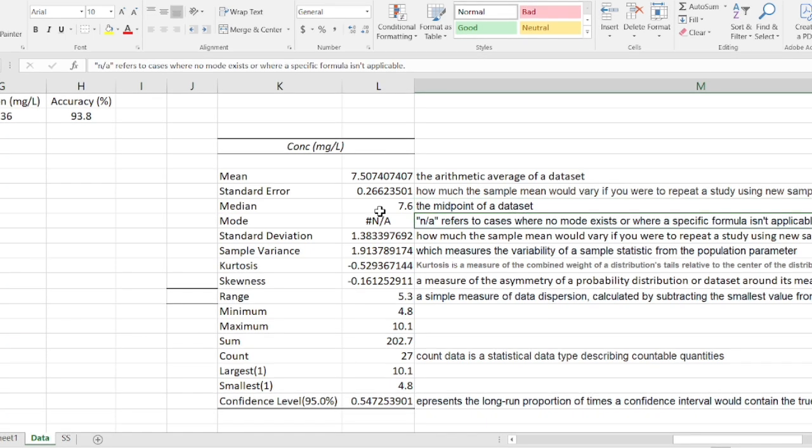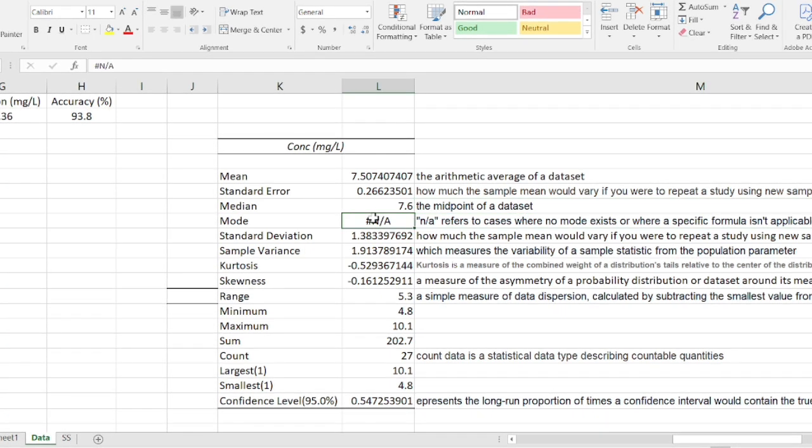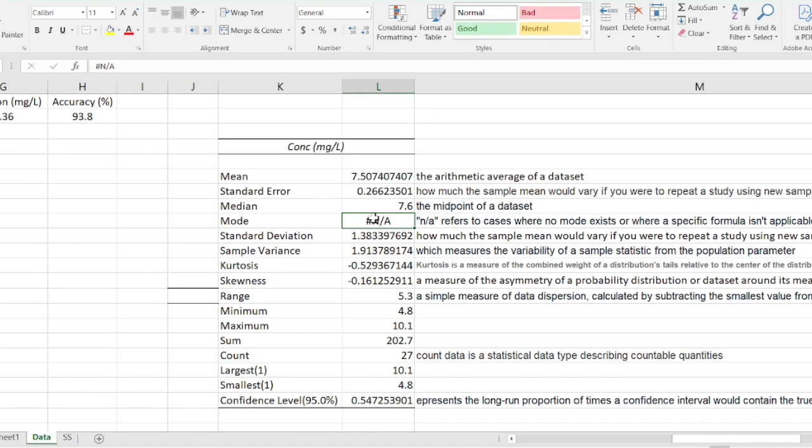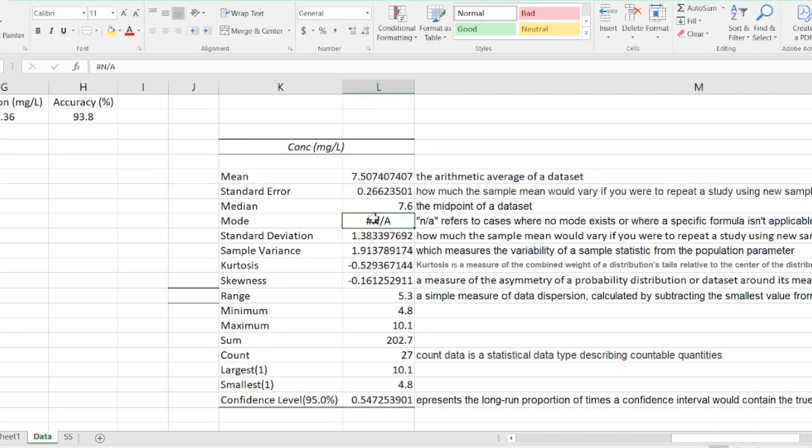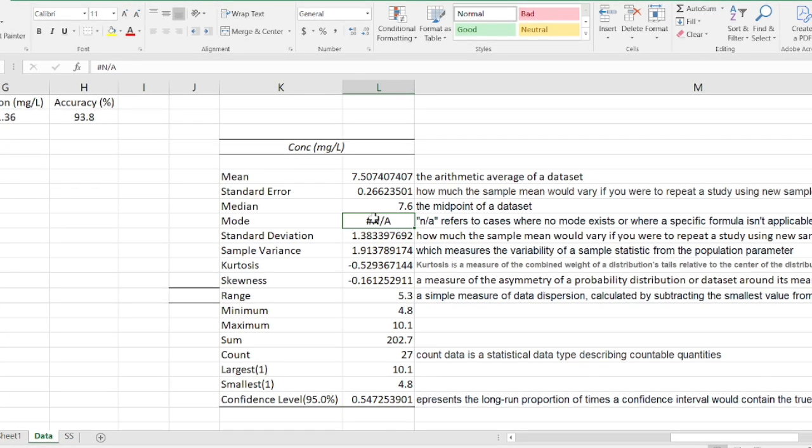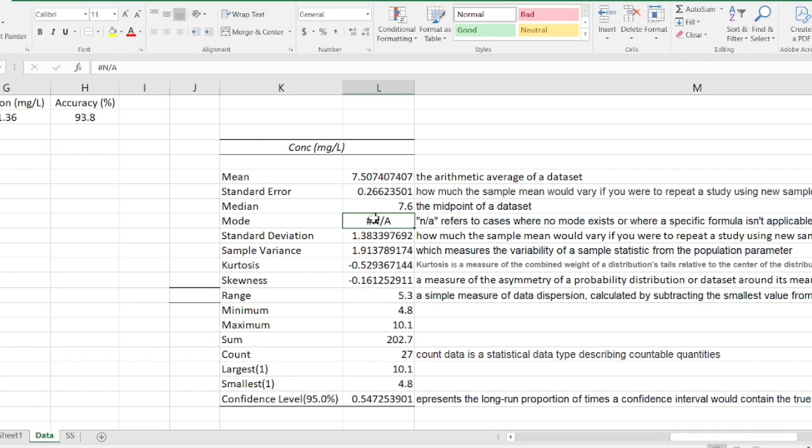Mode, basically, if you see here, it represents not applicable. So basically the not applicable here specifies when the mode cannot be computed or it does not exist because all our values occur here with the same frequency.